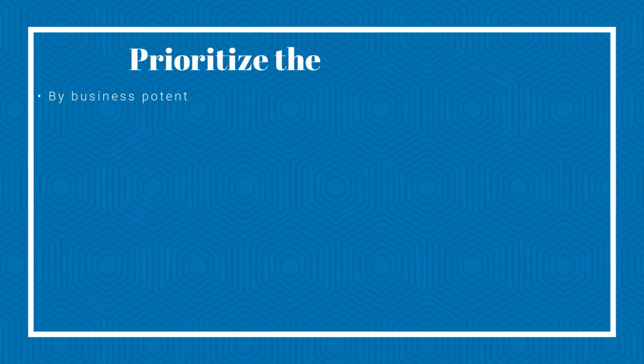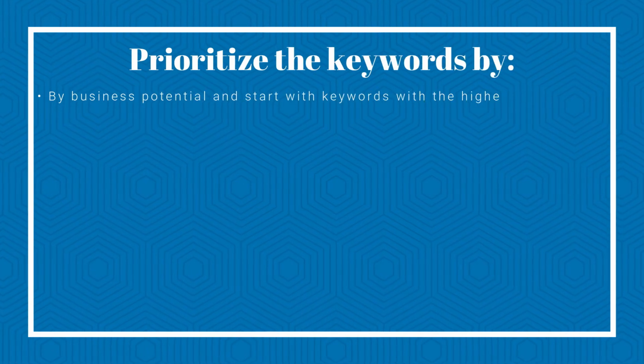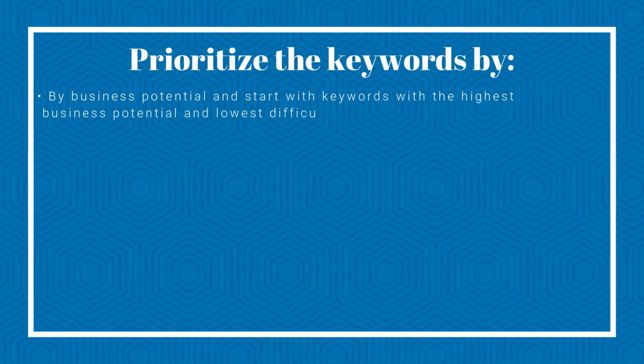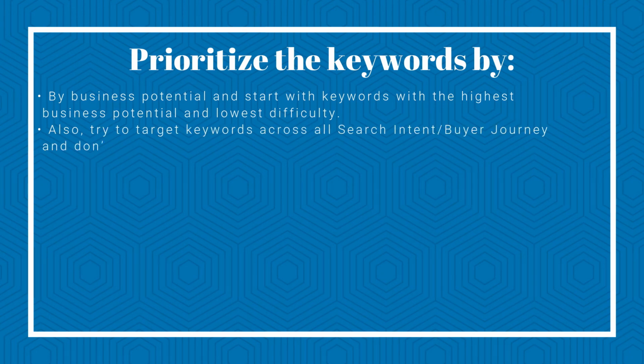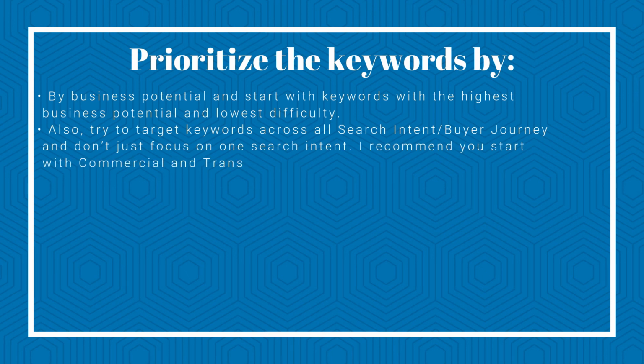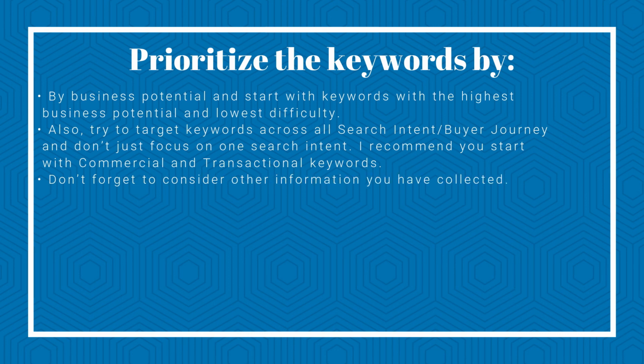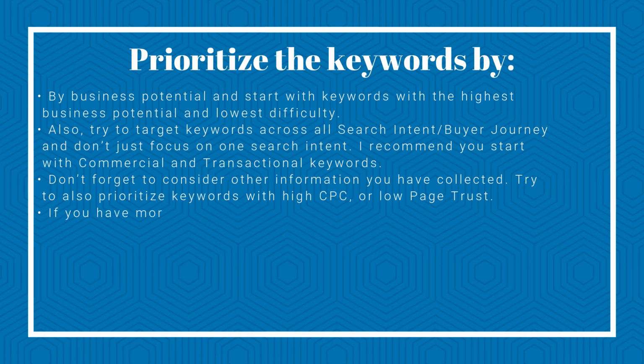At this point, it is totally up to you, but I recommend you prioritize keywords by business potential and start with the keywords with the highest business potential and lowest difficulty. Also, try to target keywords across all search intent and buyer journey stages and don't just focus on one search intent. I recommend you start with commercial and transactional keywords. Don't forget to consider other information you have collected. Try to also prioritize keywords with high CPC or low page trust.